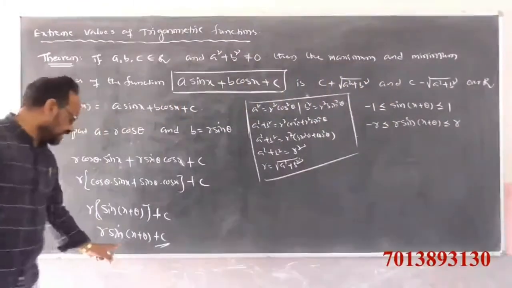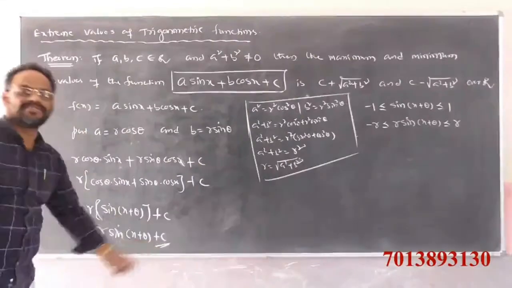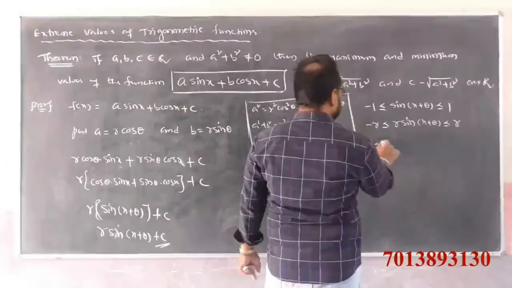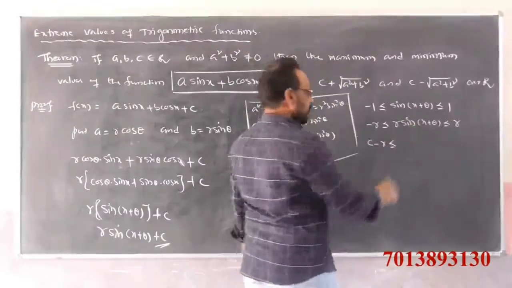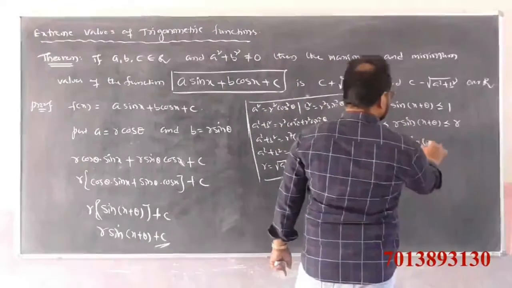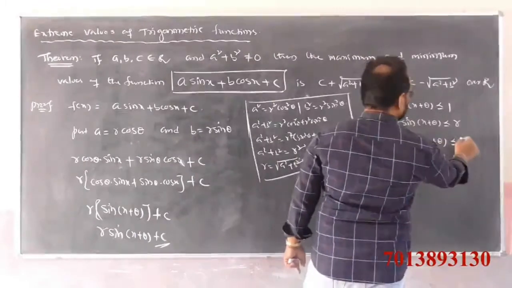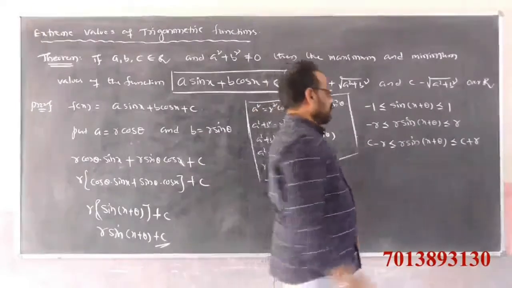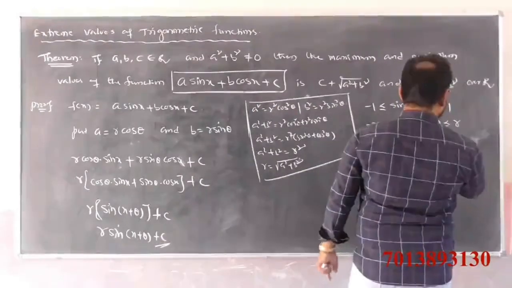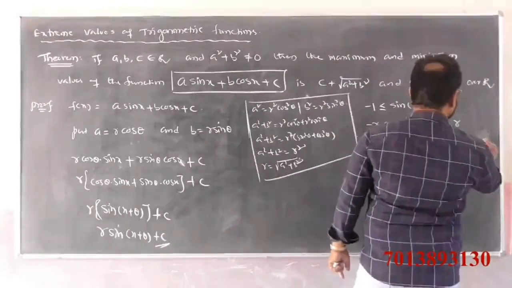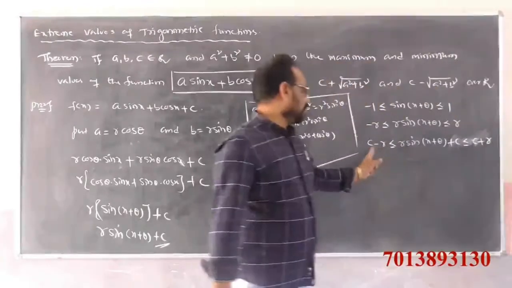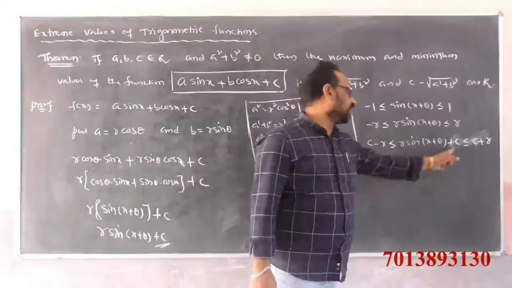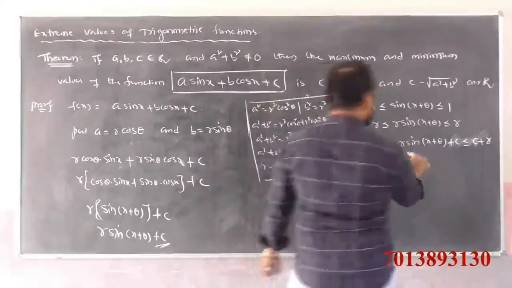We get R sin(x plus theta), and plus c is also there. Add plus c on all sides. We get c minus R is less than or equal to R sin(x plus theta) plus c, which is less than or equal to c plus R.